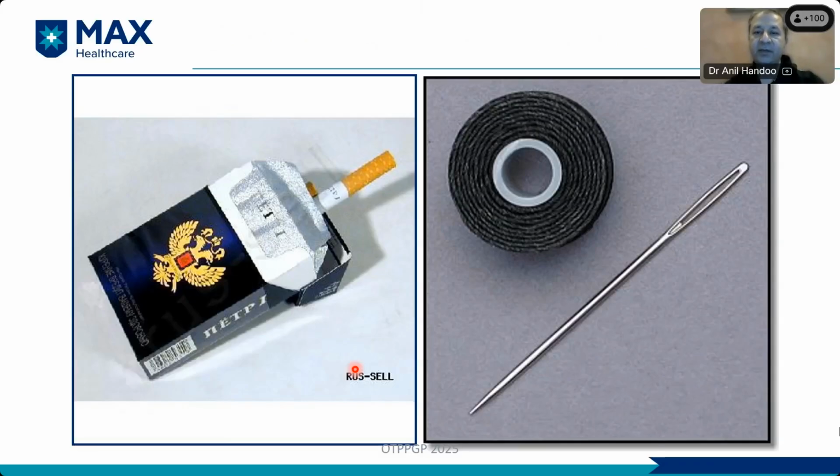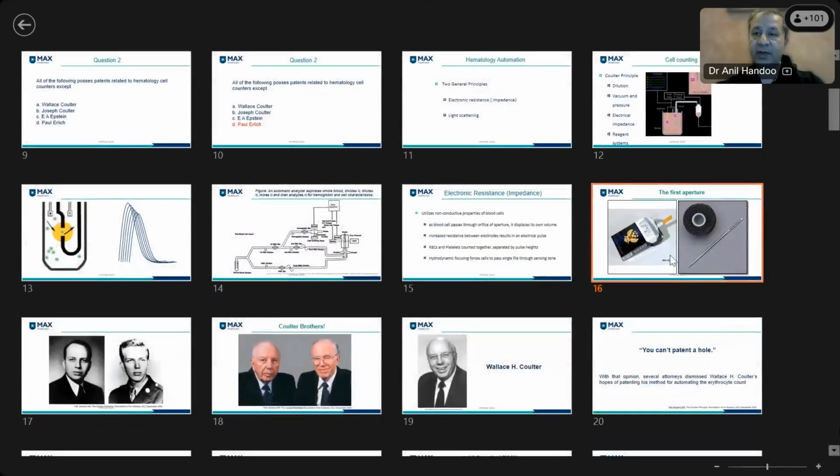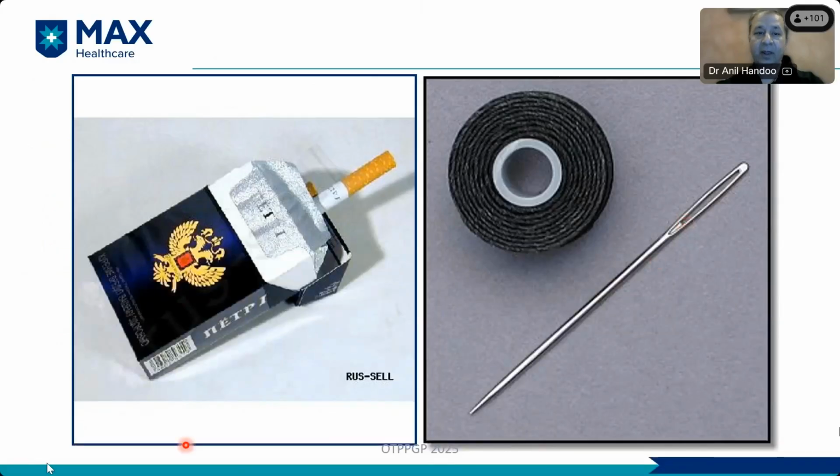Now, these are some pictures which I show every time I talk about hematology analyzers, and I'm sure most of you would not even know what it is all about. So this is the cigarette paper, a kind of foil paper, which is covering the cigarettes in most of the cigarette packs. And this is a thread and a needle, and one must be wondering, why am I showing you all three? I'm showing you these primarily because this is what was used for the first time to create what is called the aperture by the Coulter brothers. And this was the first aperture.